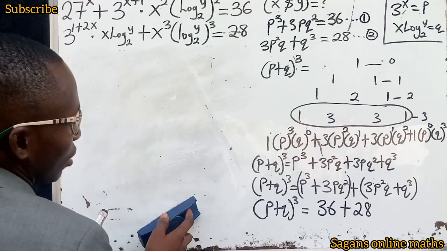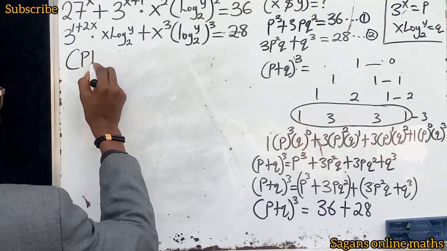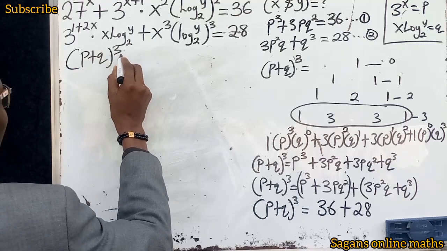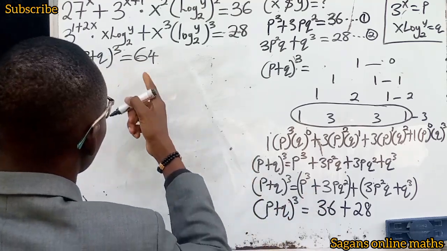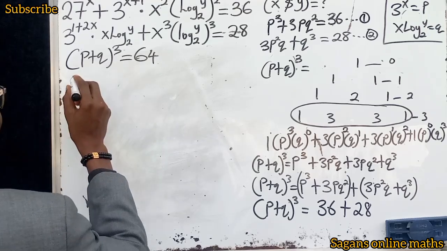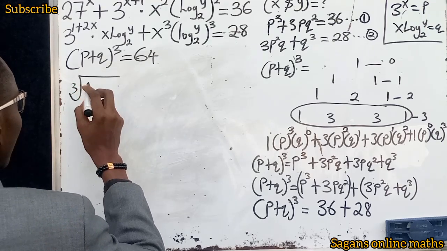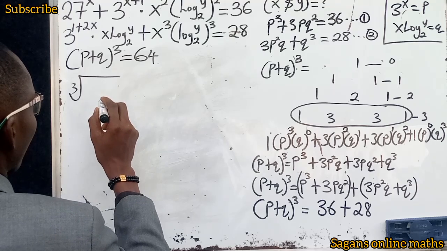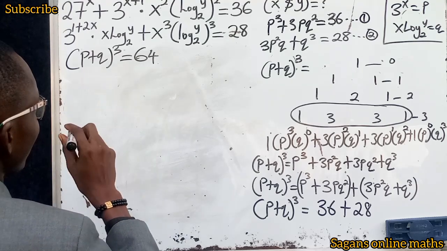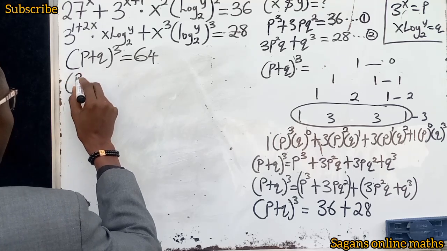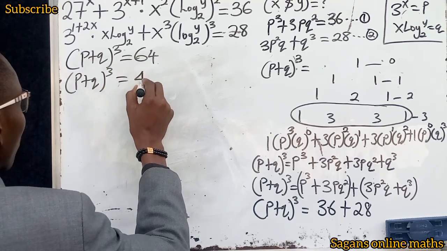All right. That means p plus q to the power of 3 is equal to what? 64, because 36 plus 28 is 64. That means taking the cube root of both sides, or you can raise this in index form. So now this is p plus q to the power of 3 is equal to 4 to the power of 3.